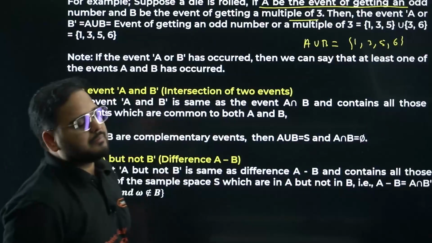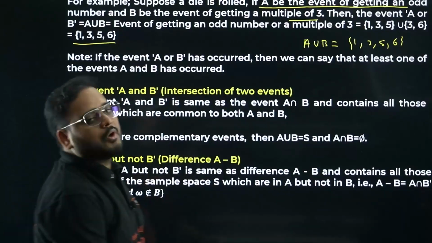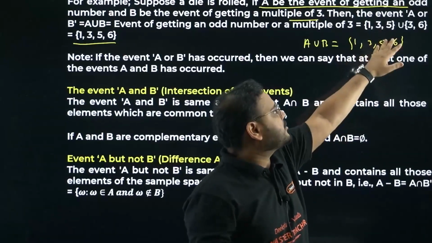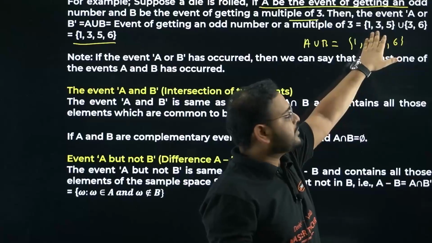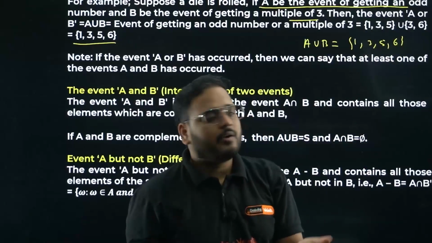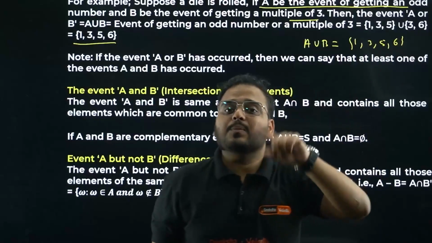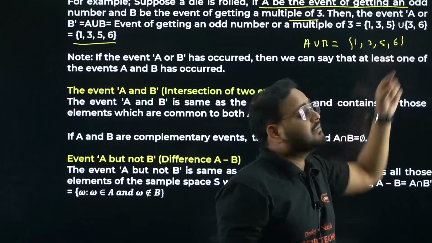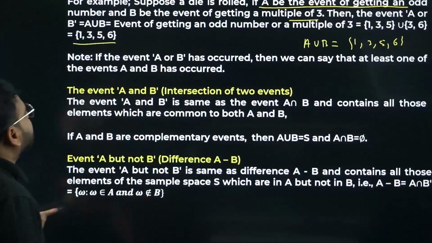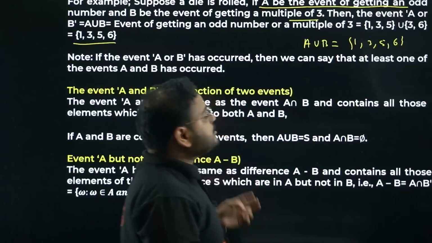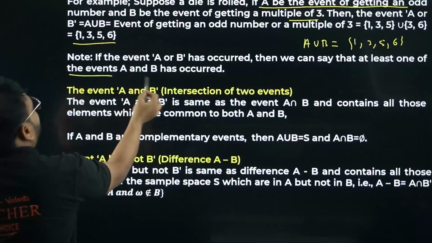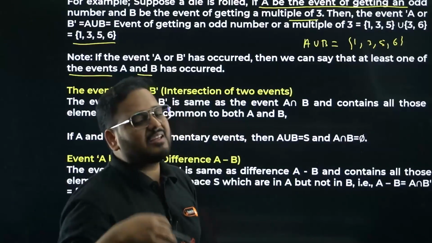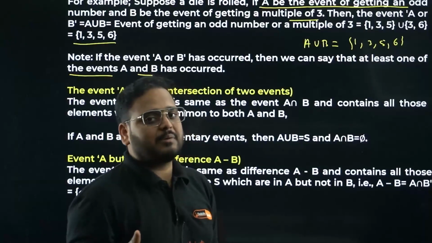Union of A and B. Please check. Same thing written over here: 1, 3, 5, 6, right? You will not write the repetition. We have learned this in set theory. No repetition is required. Set A represents only the odd numbers when you throw a die, and set B represents only the multiples of 3. So when you take the OR case, you have to club these sets together. Answer will be 1, 3, 5, 6. Note, if the event A or B has occurred, then we can say that at least one of the events A and B has occurred. OR means a minimum of one is okay. In the case of intersection, both should occur at the same time. We'll see that.